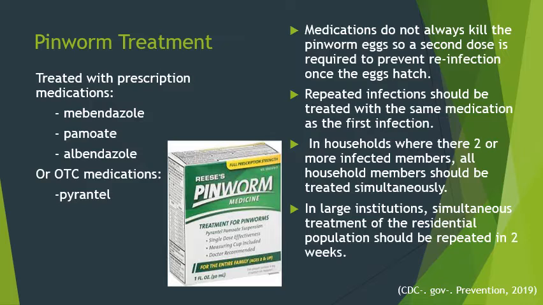In households where 2 or more people are infected, everyone in the household needs to be treated simultaneously. In large institutions, simultaneous treatment of the residential population should be repeated within 2 weeks.